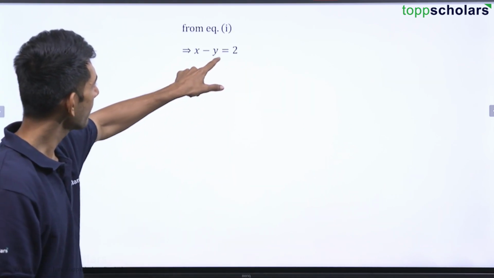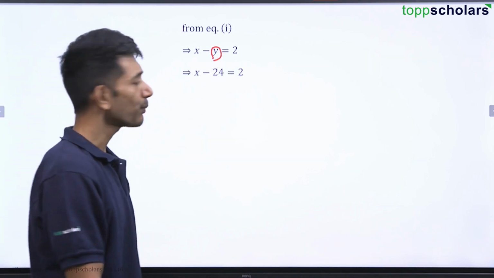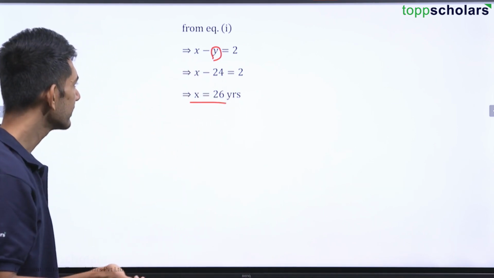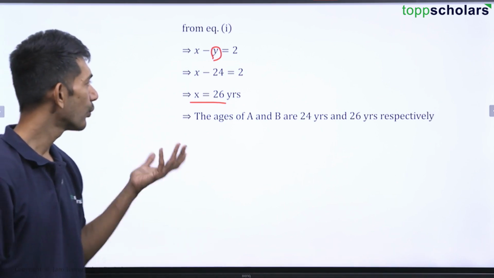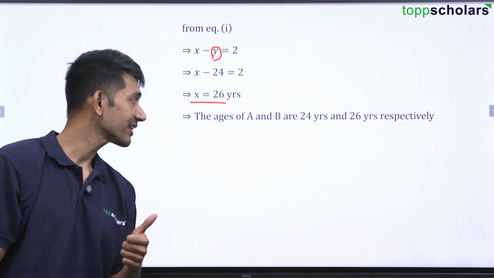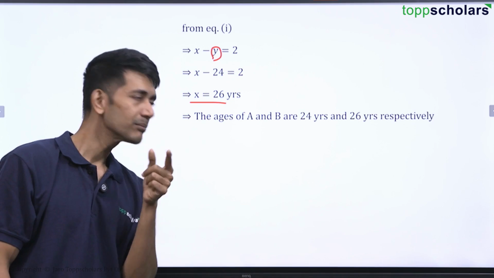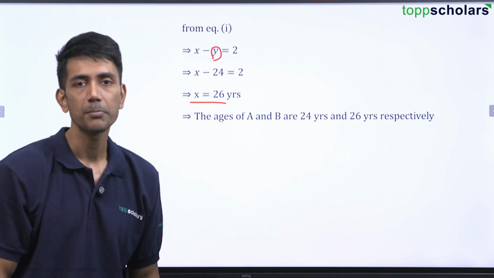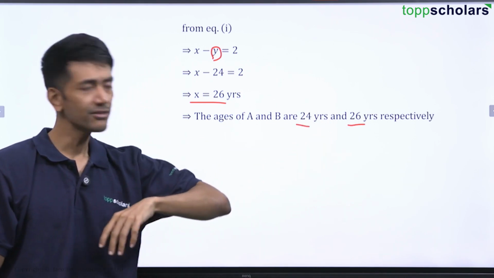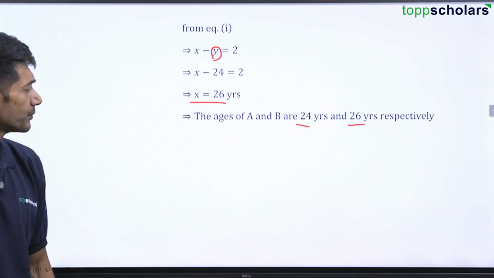Not only that, if I put y as 24 here, x will be equal to 24 plus 2, that is 26. X is A's age and the other person's age is y, which is 24. That's it, we got the final answer. The final answer is 26 years and 24 years, because initially they told us that the difference between both of their ages is 2 years. So A's age is 26, B's age is 24. Correct? I hope this is clear.